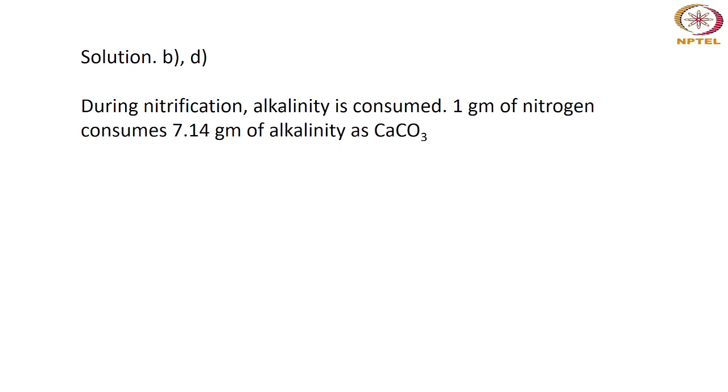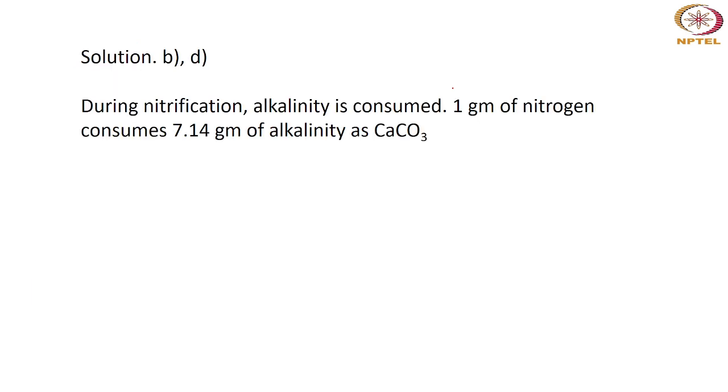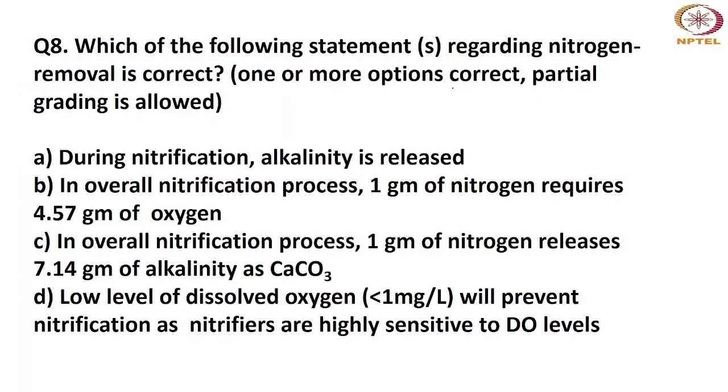So B and D is the correct one, that during nitrification alkalinity is consumed. That is true. And I will suggest everyone go for the detailed calculation of how this nitrogen can be converted, and that 1 gram of nitrogen consumes 7.14 gram of alkalinity as CaCO3, right? So B and C is the correct one, right? And B and D, right? Sorry. So B and D is the correct one.